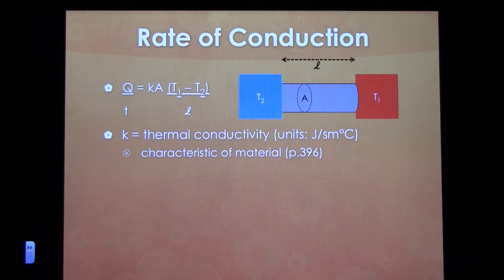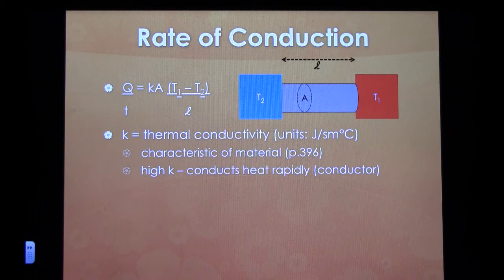There are different values for K because each material conducts heat or allows heat to travel through it differently. A material with a high K conducts heat rapidly. These materials are known as conductors. A material with a low K value is a poor conductor, meaning that heat does not travel through it rapidly. These materials are known as insulators.